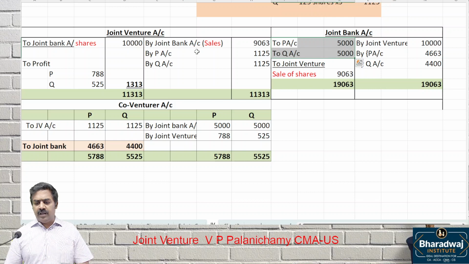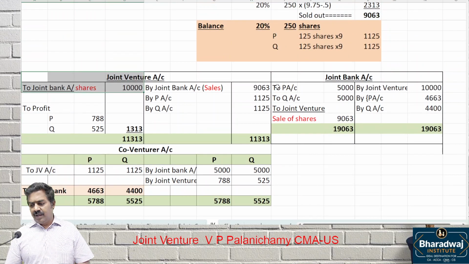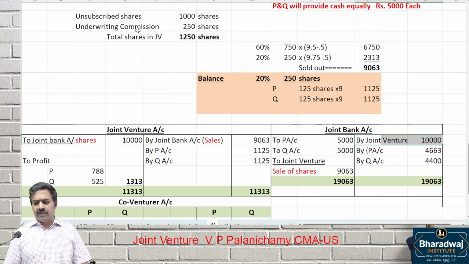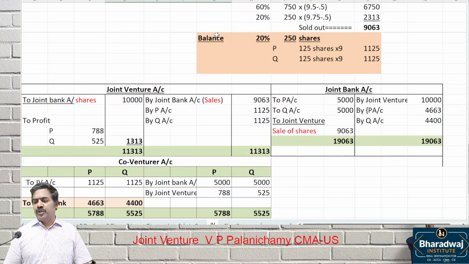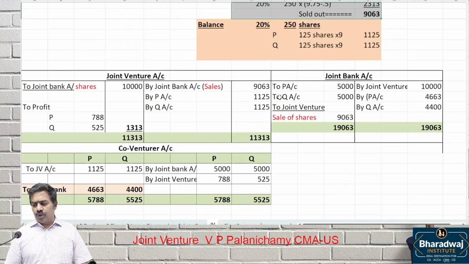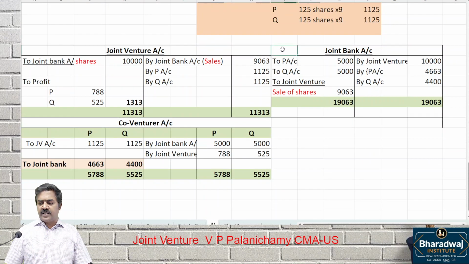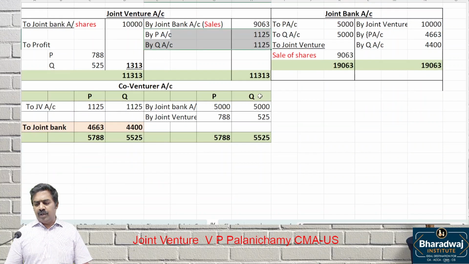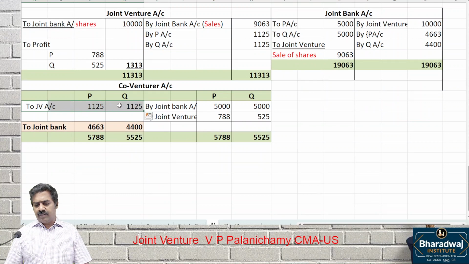Using this money, you will pay for the shares of the company. How much will you pay? 10,000. This 5,000 capital contributed will be used for buying the shares of the company. With underwriting commission, we have got 1,250 shares. 80% is sold out for 9063. What is the entry for sale or income? Joint bank account debit to joint venture account. The money is collected. Remaining shares are taken up by P and Q equally. So that is also posted in the venture account.